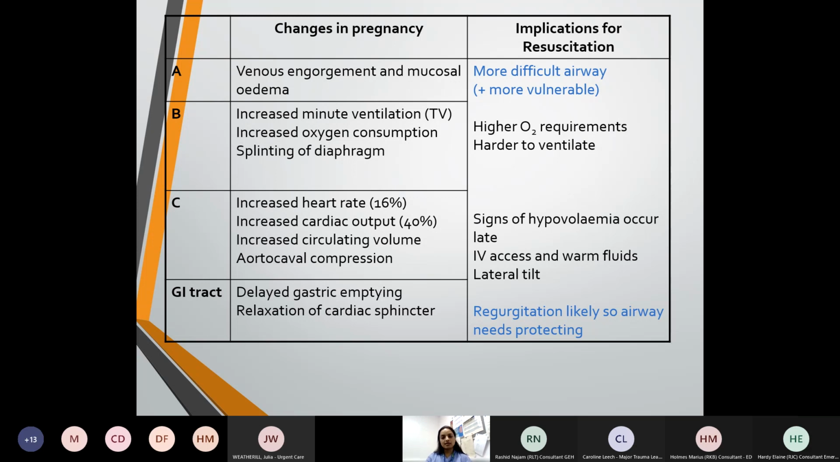So all this has implications in the form of how the hypovolemia can present to you.